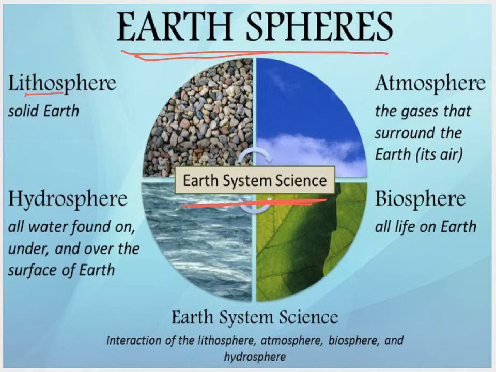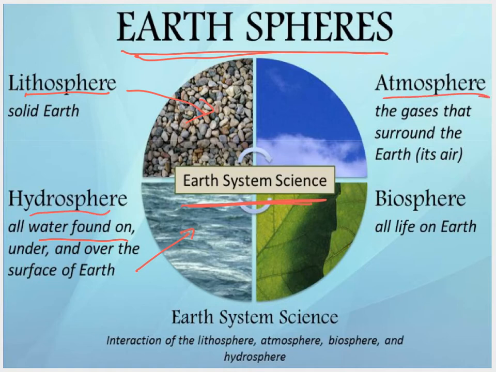And the first one is the lithosphere, and that's going to be the solid part of the Earth. And that's like your rocks and your dirt, things of that nature. We have the liquid part, or the water part, I should say. And this is going to be water found on, under, and over the surface of the Earth. So that'll be like our water and our ice. It'll be the oceans, rivers, lakes, streams, underground springs, things of that nature all make up the hydrosphere.